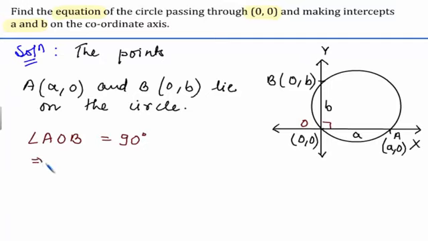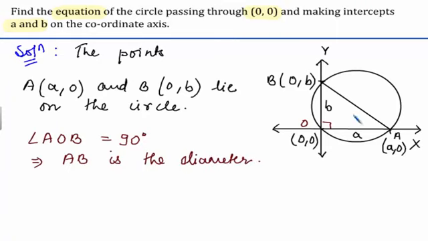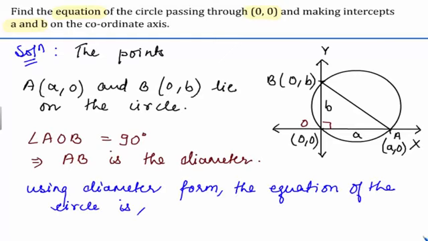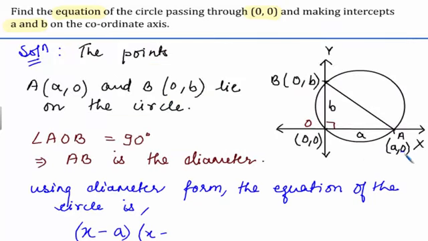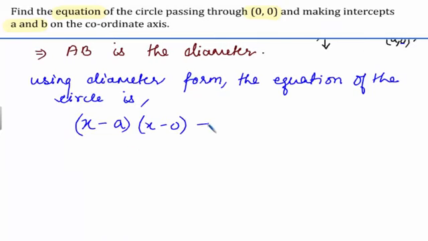This implies that if we join the line AB, then AB is the diameter of the circle. Therefore, using the diameter form, the equation of the circle is (x minus a)(x minus 0) plus (y minus 0)(y minus b) is equal to 0.